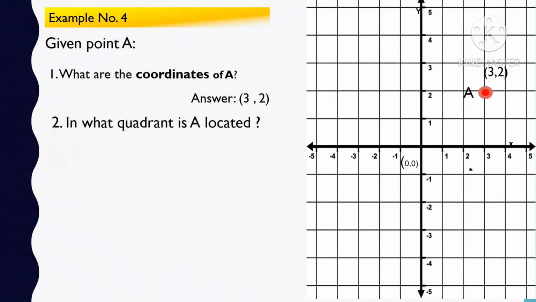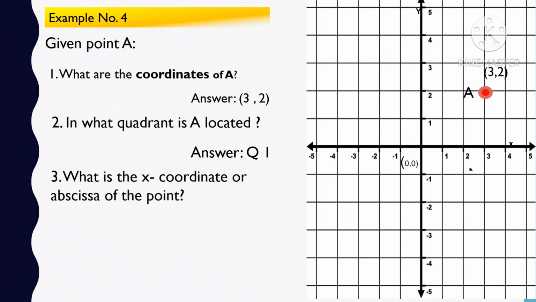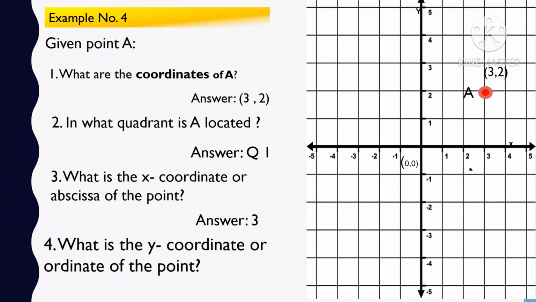Okay, since alam nyo na ang position ng mga coordinates sa quadrant, since also positive pareho ang x and y, then nasa quadrant, what siya? Tama. What is the x-coordinate or abscissa of the point? Remember, x-coordinate or abscissa is the first number appearing in the ordered pair. So, what is the x-coordinate or abscissa? Then your answer, 3. Correct. What about the y-coordinate or the ordinate of the given point? You look at the second number and that's it. 2 is the y-coordinate or ordinate.